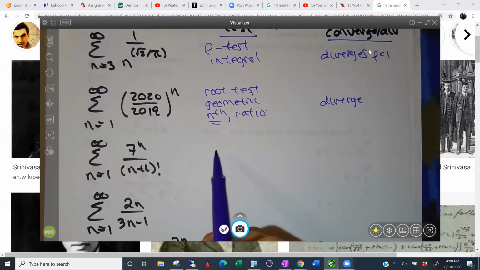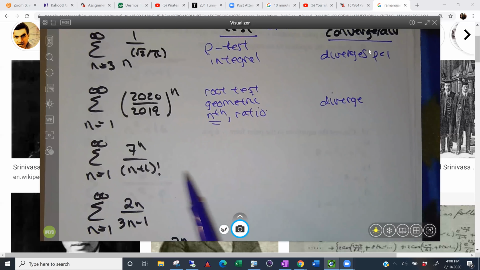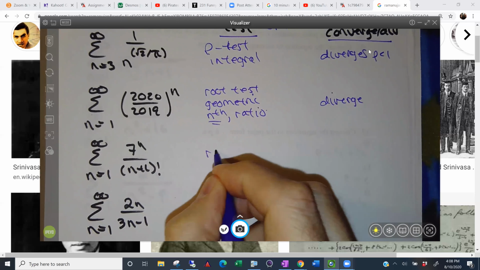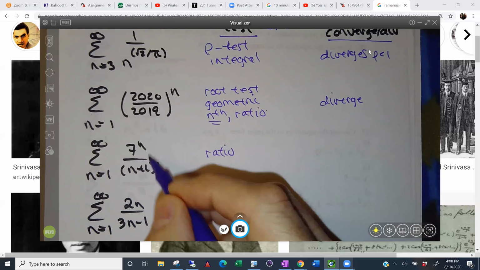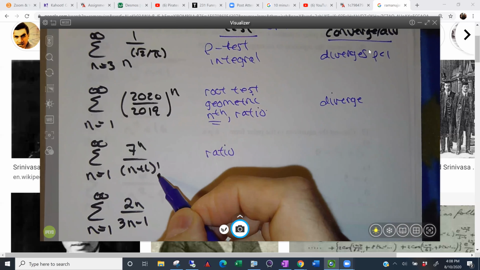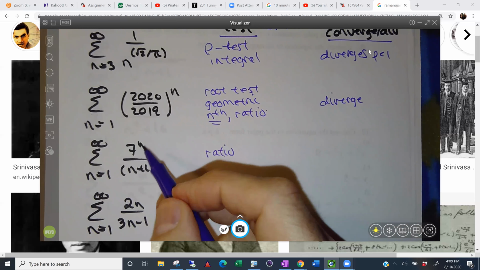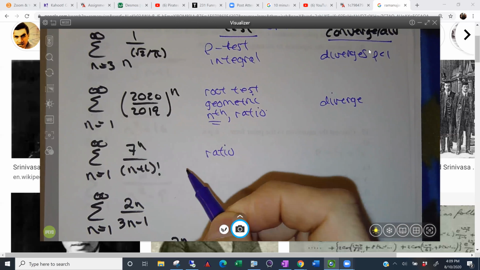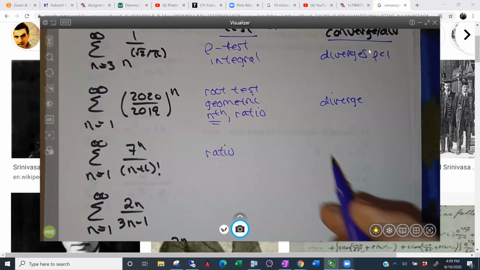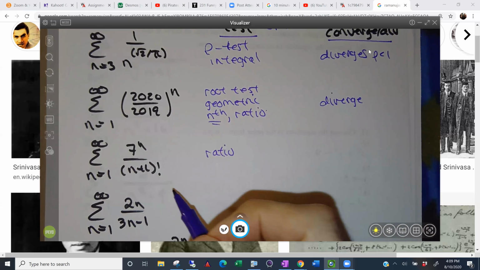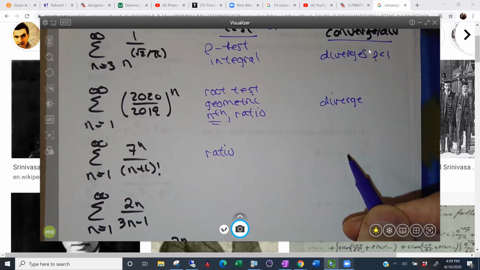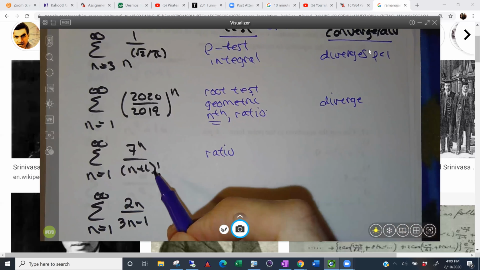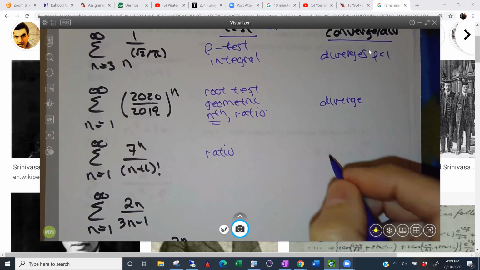How about this one? Suggestions for this one? Ratio. Yeah, I'd use the ratio test. Now it's a little bit of a blend because I've got a factorial here, but I get an nth power here. But taking the root of a factorial would not work out too good. So I just do the ratio test. What do you think? Converge or diverge? Your guess. Earn yourself a point here. Converge. Factorial is going to grow faster than an exponential, so this is going to converge.